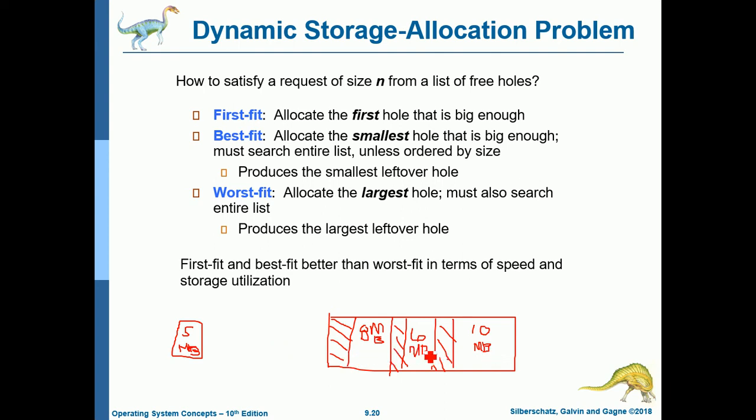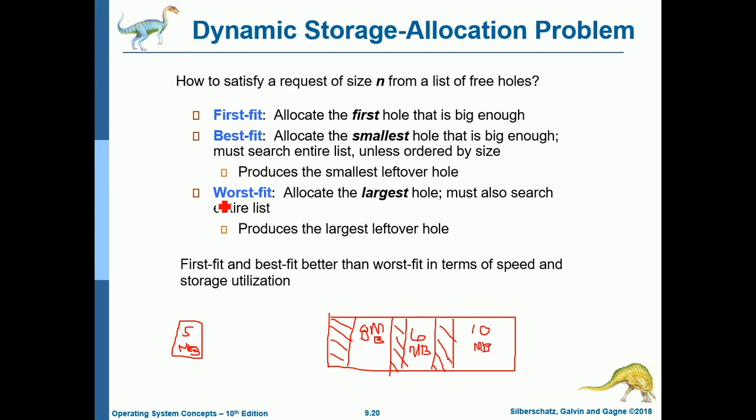So we have 8, 6, and 10. Which of them has the smallest leftover hole if 5 MB will be put inside that free partition? Actually, using best fit, it will be 6 MB, because if you put it in 8 MB, you still have 3 megabytes leftover hole. For 6, it's only 1. And for 10, we have 5. Okay? So for best fit, 5 MB will be situated inside the 6 megabyte free partition.